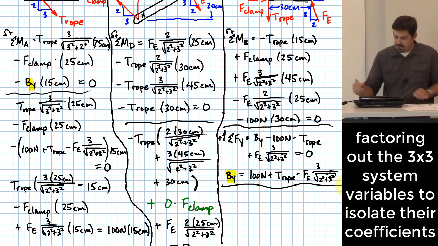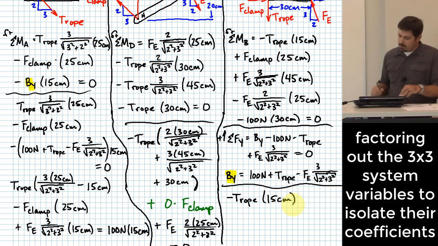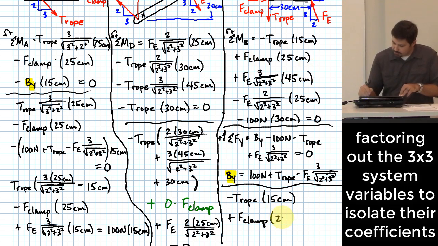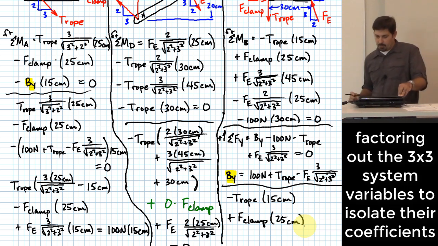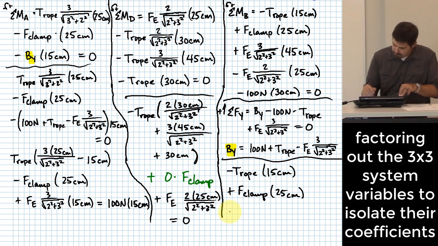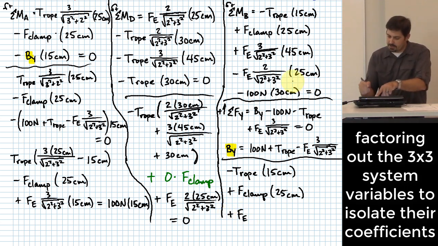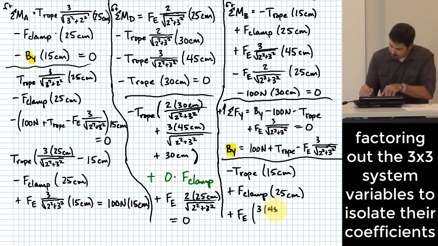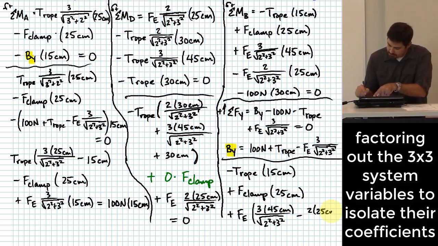One more time? Okay, for this equation over here, what do we need to collect here? All right, well, it looks to me like T rope doesn't need anything. T rope is already multiplied by just 15 centimeters. Okay, what else? F clamp is just multiplied by 25 centimeters. Now what about FE? If I factor FE out of these two terms in this equation, what I'll have is 3 times 45 centimeters over the square root 2 squared plus 3 squared minus 2 times 25 centimeters over the square root 2 squared plus 3 squared.